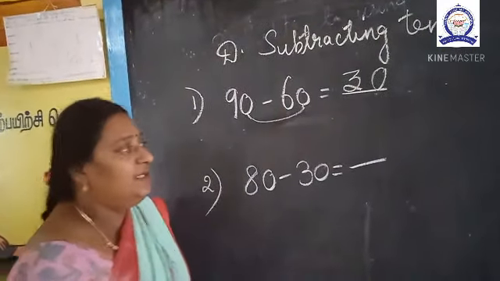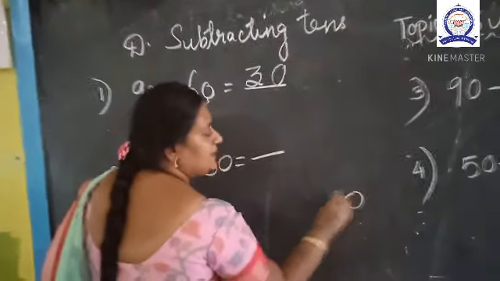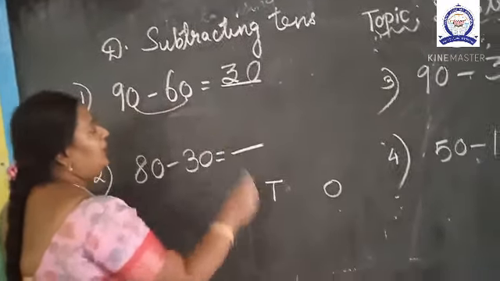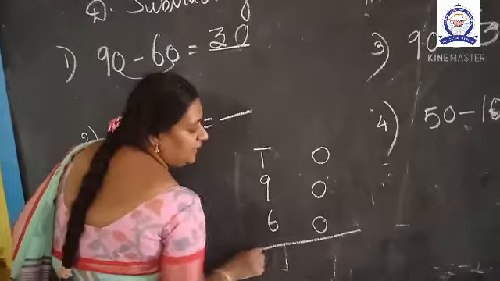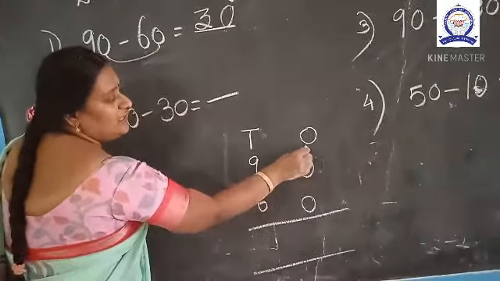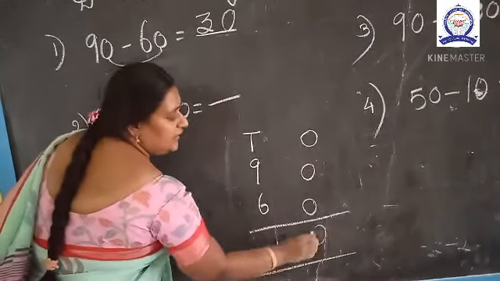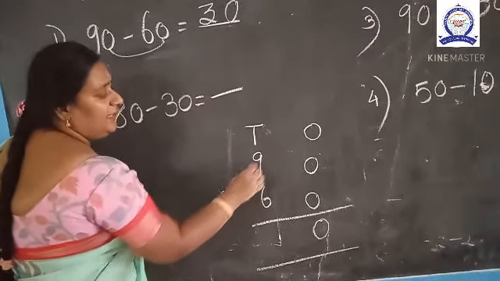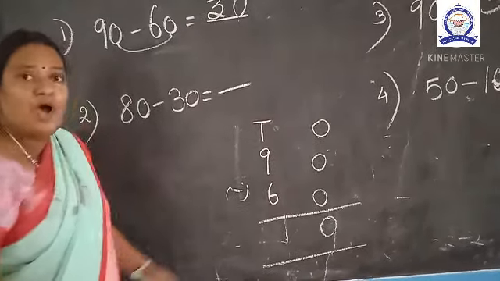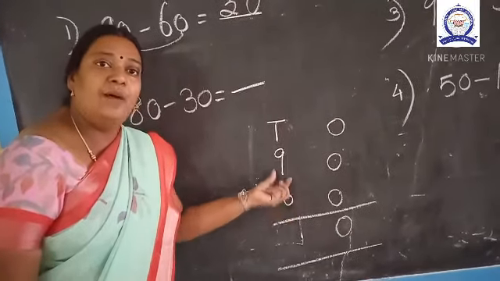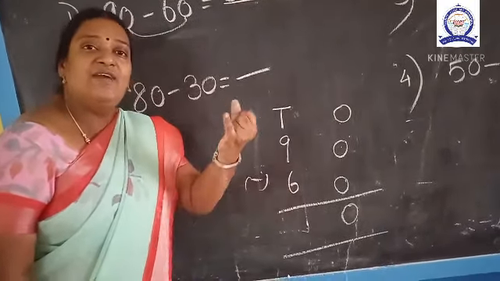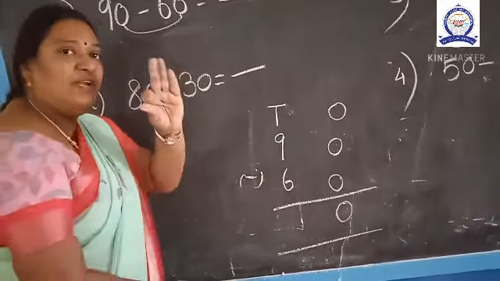This is the first method. Or you write ones, tens, then you write the numbers and subtract. You can also subtract after arranging the columns. So in the ones column, 0 minus 0 is 0. In the tens column, 9 minus 6. So you count after 6 up to 9. After 6, up to 9. So after 6, 7 8 9. How many fingers? 3.